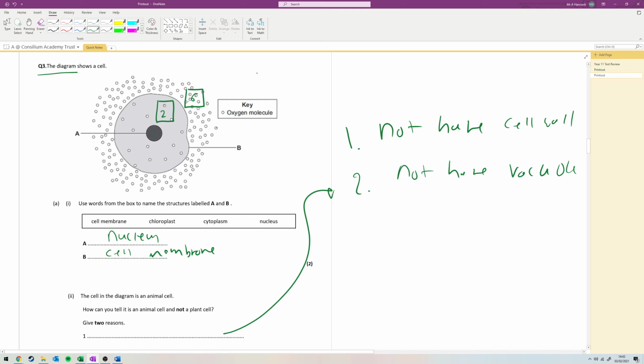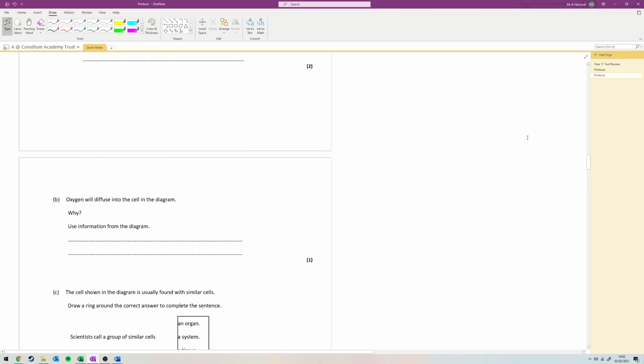Now the reason why I've done a box of about the same size is because that is to do with the concentration. Well, 6 means that there's a high concentration outside and there is a low concentration inside, because you just compare these two directly. Now, oxygen will diffuse into the diagram. Why is that the case? Well, you need to say because there is a higher concentration of oxygen outside the cell. And that is all you need to say because they've told you that diffusion will happen.